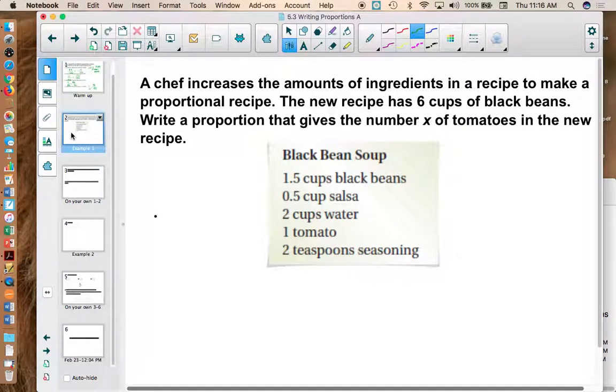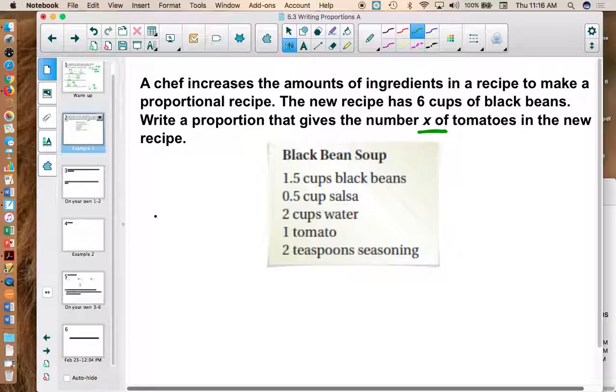So we got a story. Let's see whether we can take that and apply it a little bit further. This is real life, though. I look up recipes for food all the time. A chef increases the amounts of the ingredients in a recipe to make a proportional recipe. The new recipe has 6 cups of black beans. Write the proportion that gives the number X of tomatoes in the new recipe.